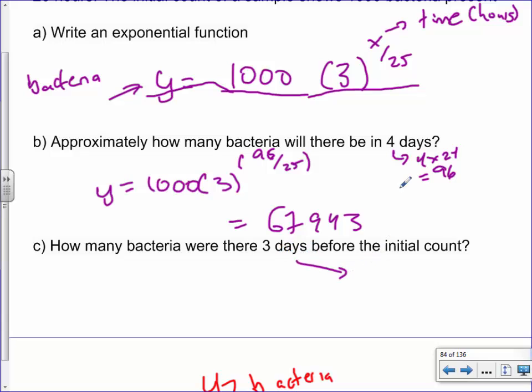Well, not -3. Remember how days are 24 hours? You're going to do -3 times 24. So that's 72. So we've got to throw in a -72. So that would be y equals 1,000 times 3 to the power of negative, because we're going back in time. Often, so far, whenever I've given you guys word problems, we assume you can't go backwards in time. But maybe in this one we can, and ask what would it have been in the past? So then it'd be -72 over 25.